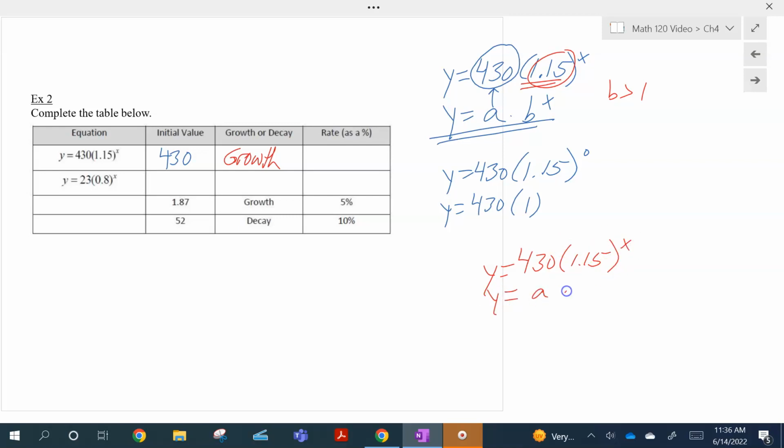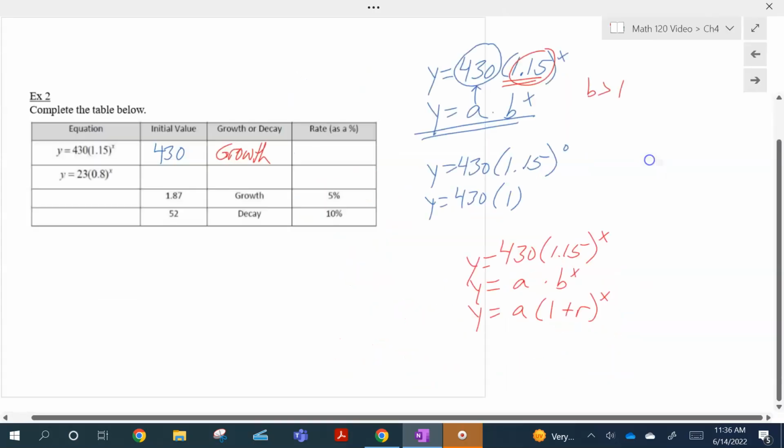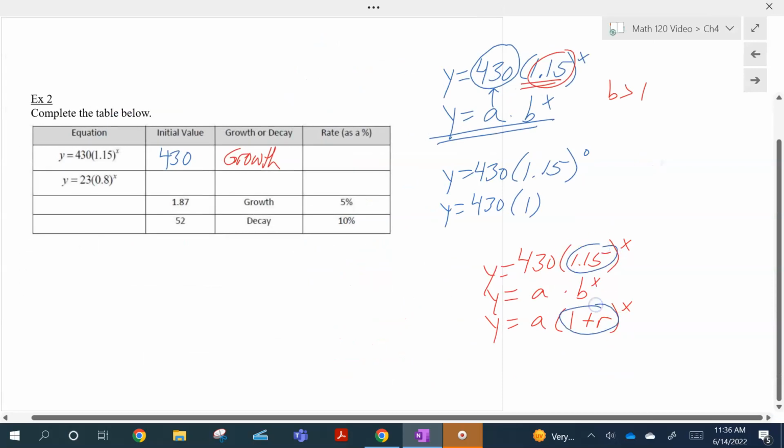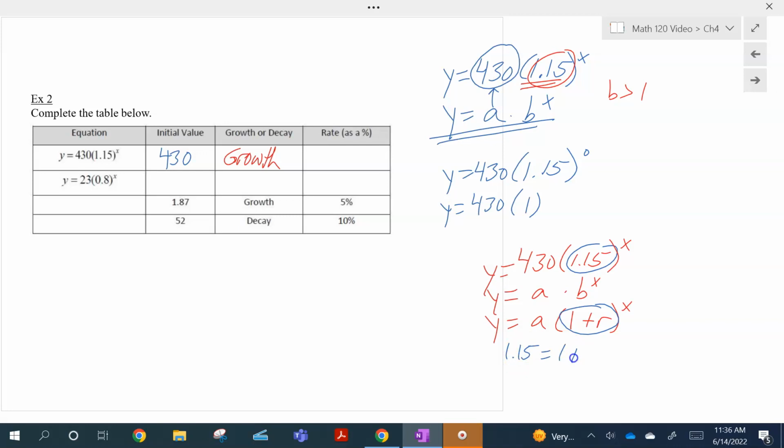We know this is the form a times b to the x, but let's be specific with that b. It's 1 plus r, right? Well, how much more than 1 is it? If I take that 1.15, how much more than 1 is that? Oh, of course, 0.15 is my rate. In other words, r equals 0.15. That's 15/100ths, right? That's 15%. So this is growing at a 15% clip as the units increase.